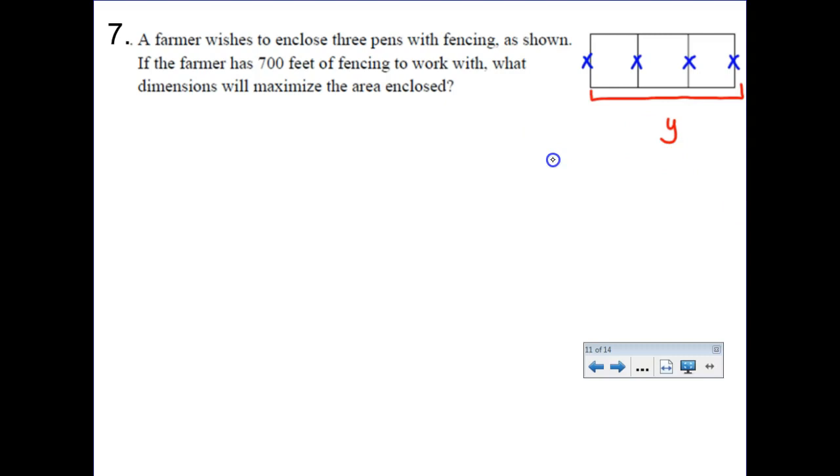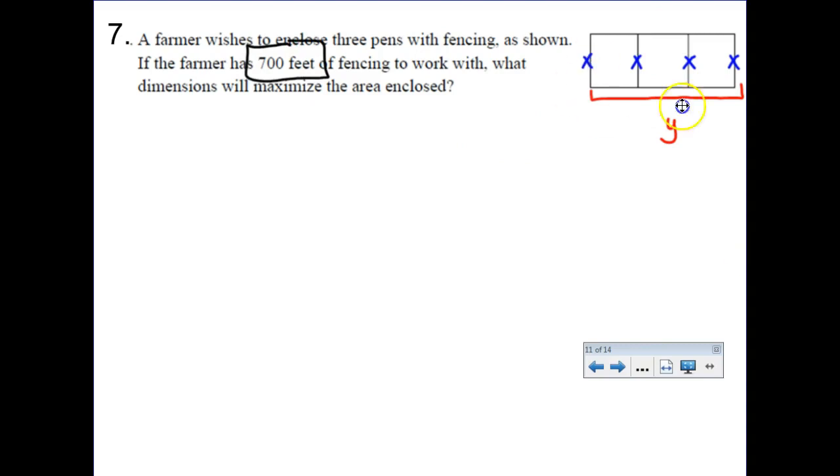Okay. I know two things. I know that I kind of sort of have a perimeter measurement, and I need to figure out area at some point. Let's start with what we know. All of the fence pieces added together is 700 feet.